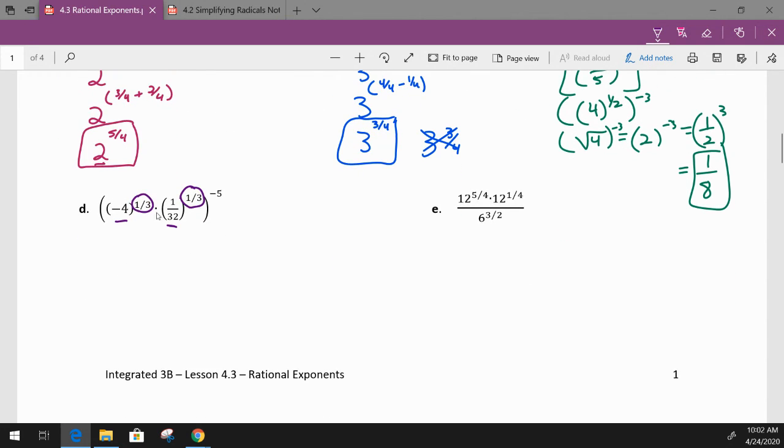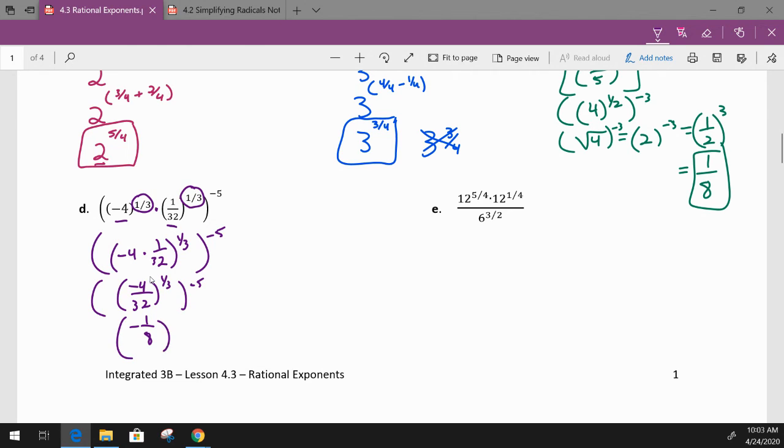The same thing is true when you're multiplying. If you have the same exponent, you can multiply the bases. So I'm going to rewrite this as -4 times 1/32 to the 1/3 power. And then we still have that -5 on the outside. So when I multiply -4 times 1/32, I would get -4/32, which would reduce to -1/8. And we still have the -5 on the outside.